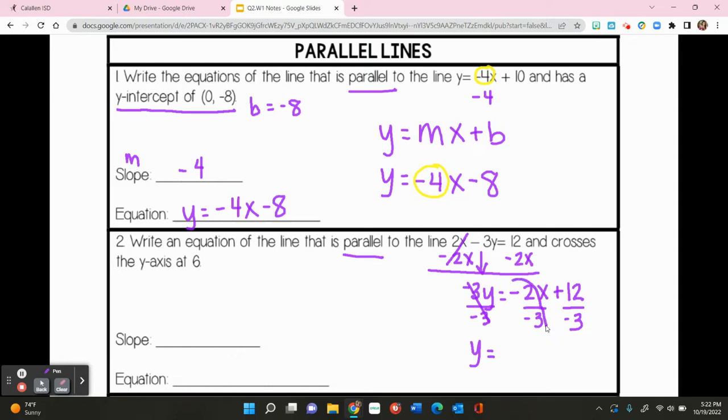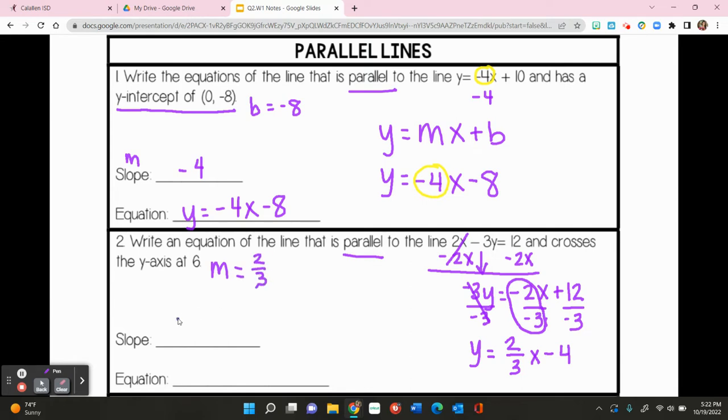Then I take this fraction, negative 2 over negative 3. When you simplify this fraction, if you put it in your calculator, you will get 2 over 3x. Then 12 divided by negative 3, if you put that in your calculator, you will get negative 4. So here is my equation when it's in slope-intercept form. So if I want to write an equation of the line that is parallel to this line, my slope has to be the same. So my slope would have to be 2 over 3.